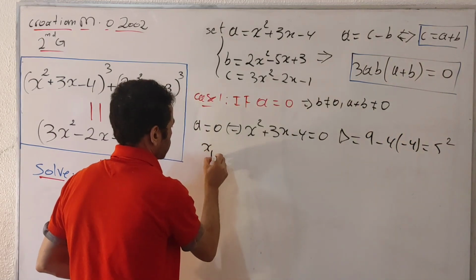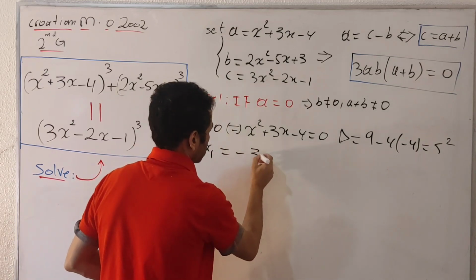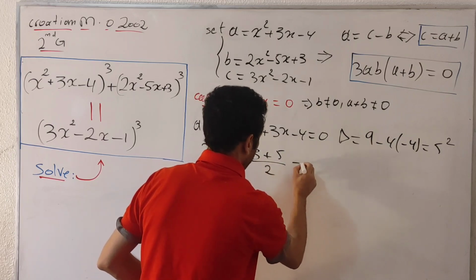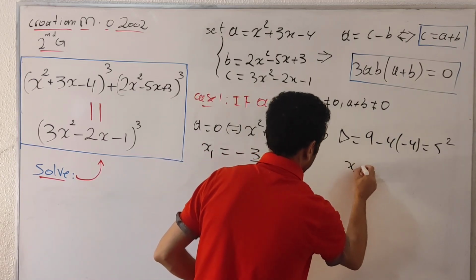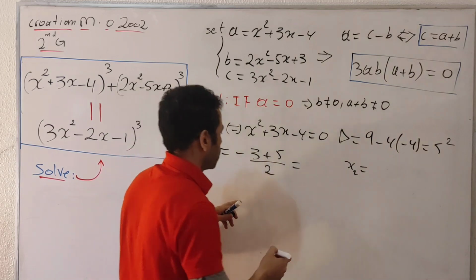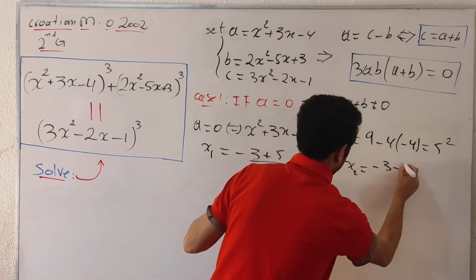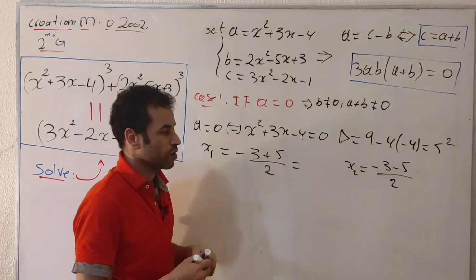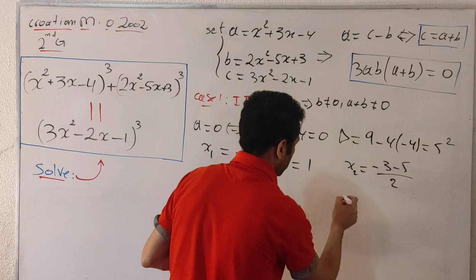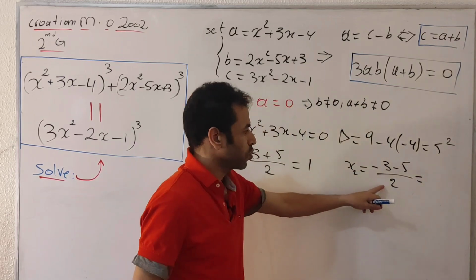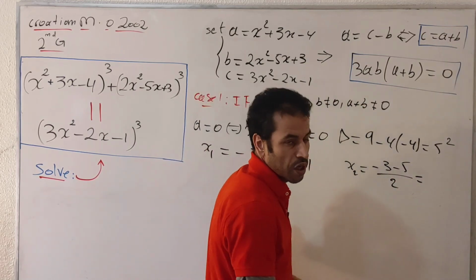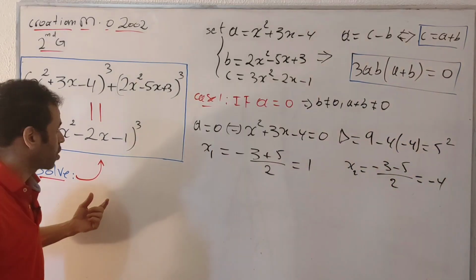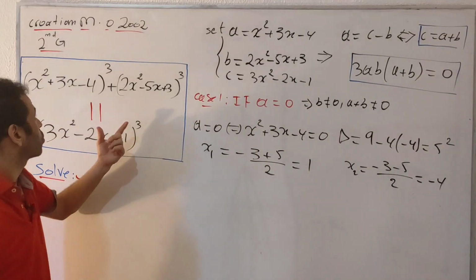So for the solution, x1 equals minus b, which is minus 3, plus the square root of delta, which is plus 5, divided by 2. This is the first solution. For the second solution, I will have just a minus sign between: for x2, we'll have minus 3 minus 5, divided by 2. So minus 3 plus 5 is 2 over 2, which is 1. For the second one, minus 3 minus 5 is minus 8 divided by 2, which is minus 4.